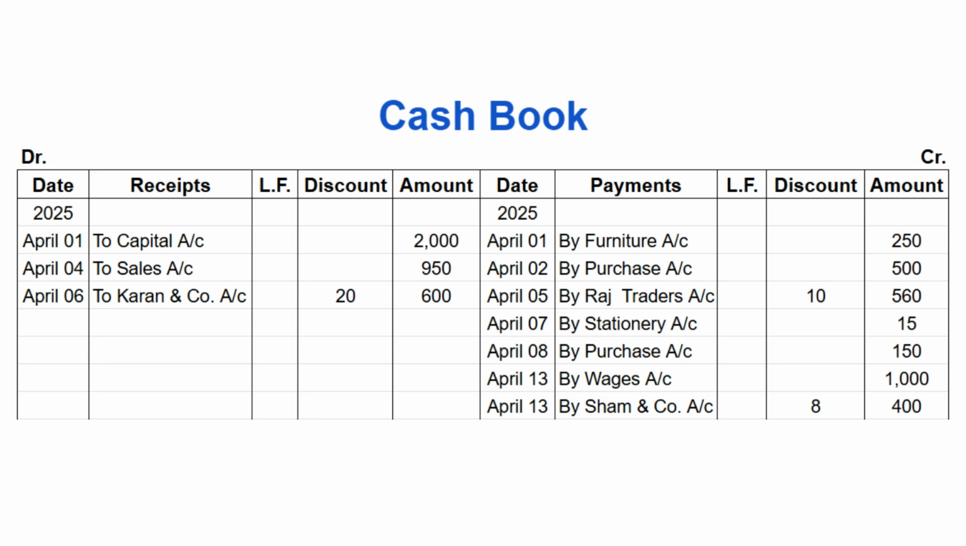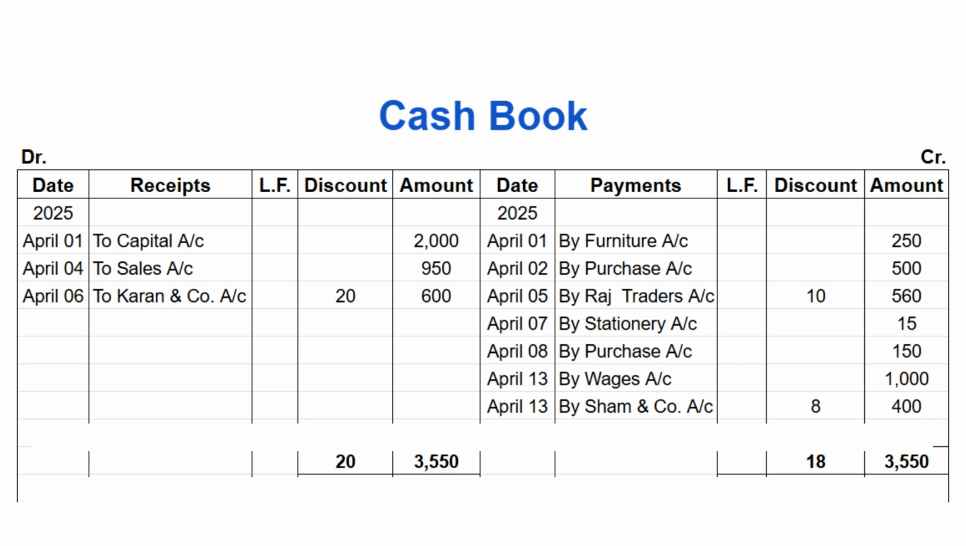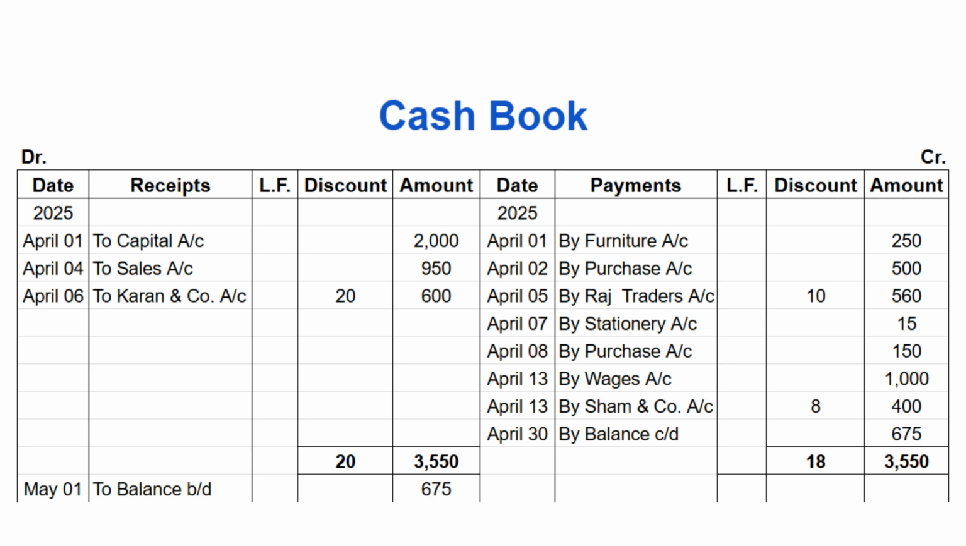Now we have recorded all the transactions. Now let's calculate the total. Amount column, debit side is more than the credit side and the total is 3550. We recorded on both the sides total 3550 and the discounts are 20 on the debit side and 18 on the credit side. Now at the end of the month, that is 30th April, by balance carried down 675, that is total 3550 minus all the amounts from the credit side, we get 675. Then on 1st May, to balance brought down 675.